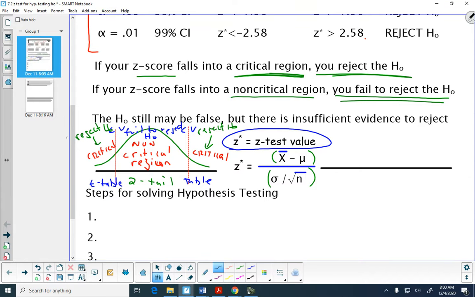What this looks like on a one-tailed test. I'm just pausing here just to make sure that everybody's caught up.